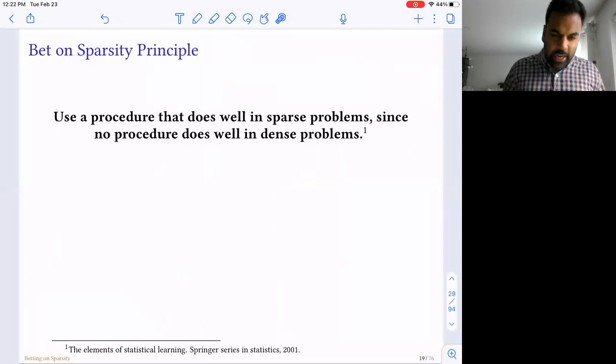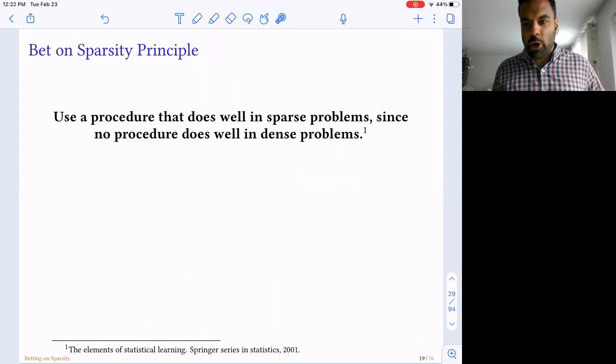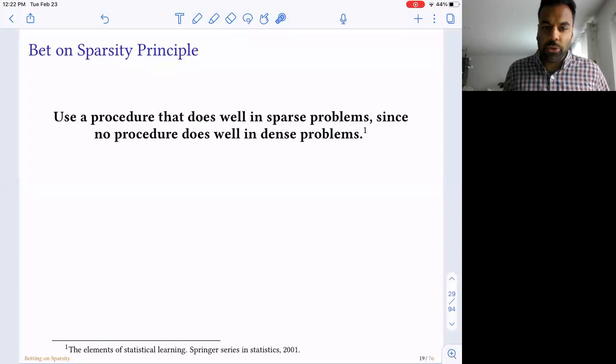There's a reason for this, and it goes back again to Hastie, who says that you should use a procedure that does well in sparse problems, since no procedure does well in dense problems. Maybe people take objection to this quote now 20 years later, but I think it's still quite relevant, depending on the types of data that you work with.